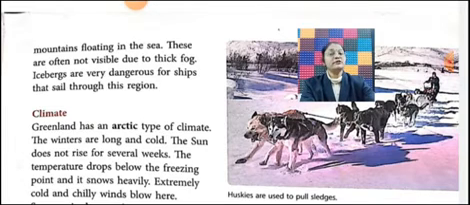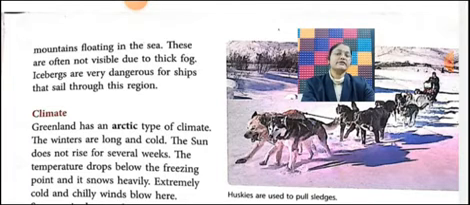Now let us talk about climate. Climate of Greenland. Greenland has an Arctic type of climate. The winters are long and cold. Winters कैसे हैं? Long and cold. The sun does not rise for several weeks. यहाँ पर sun rise नहीं होता for several weeks.